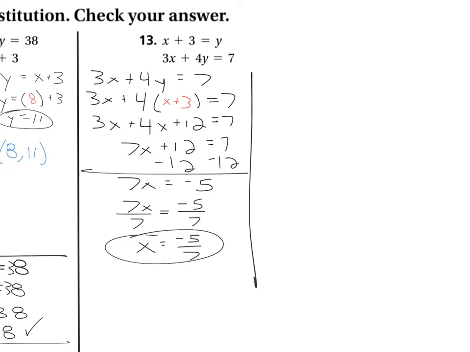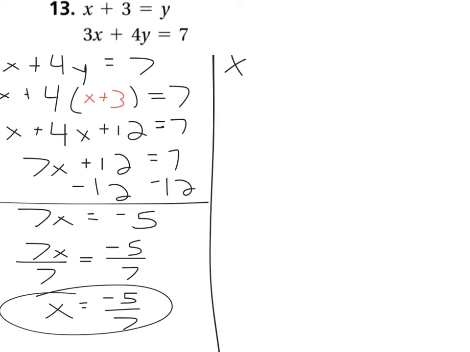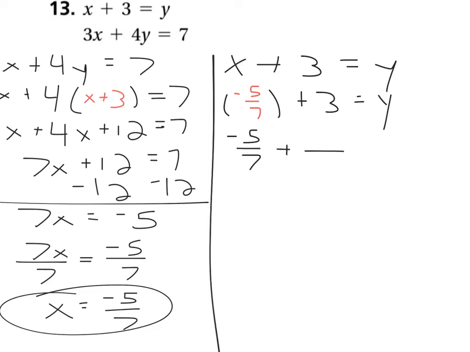Okay? So I'm going to take my other equation. x plus 3 equals y. And we know what x equals, or we suspect we know. And that is negative 5/7. Okay, so this is negative 5/7, and this, if we calculate what 3 is equal to in terms of sevenths, we say how many sevenths equals 3? Well, what number when divided by 7 equals 3? And that's 21.